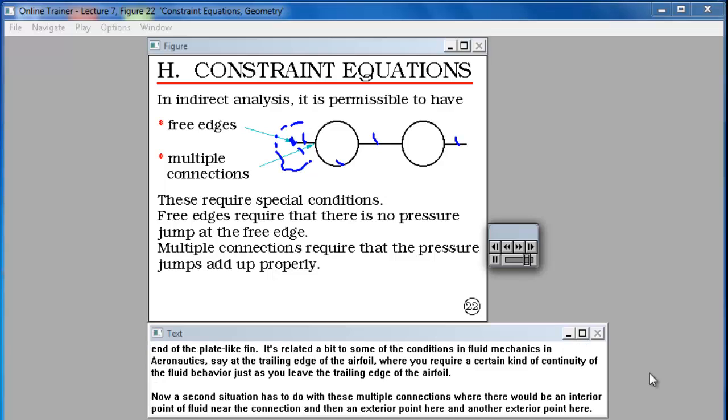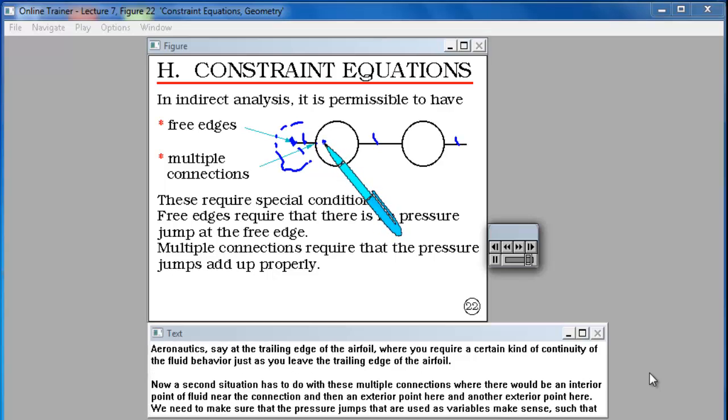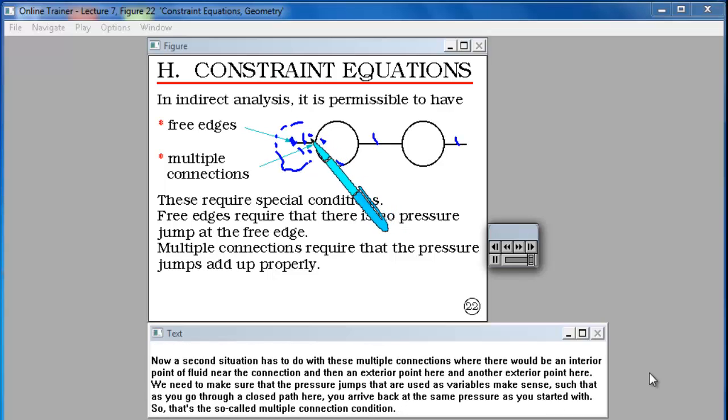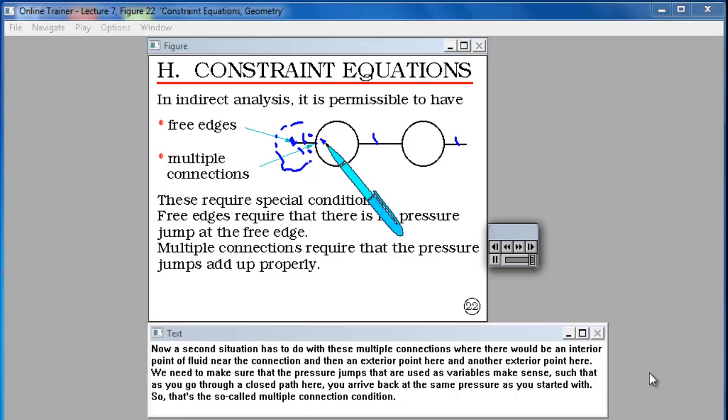Now, a second situation has to do with these multiple connections where there would be an interior point of fluid near the connection and then an exterior point here and another exterior point here. We need to make sure that the pressure jumps that are used as variables make sense, such that as you go through a closed path here, you arrive back at the same pressure as you started with. So that's the so-called multiple connection condition.